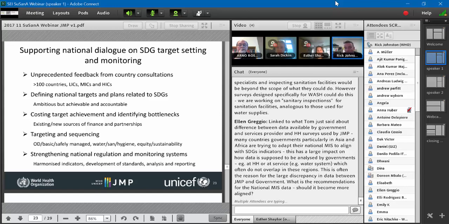We've done a lot of work to harmonize the MDG indicators, and that has enabled us to make comparisons across countries during the MDG period. And now we need to embark on a similar process for the SDG indicators, so that we'll be able to progressively produce more robust estimates, which will enable us to assess progress, but also to track rates of progress over time.